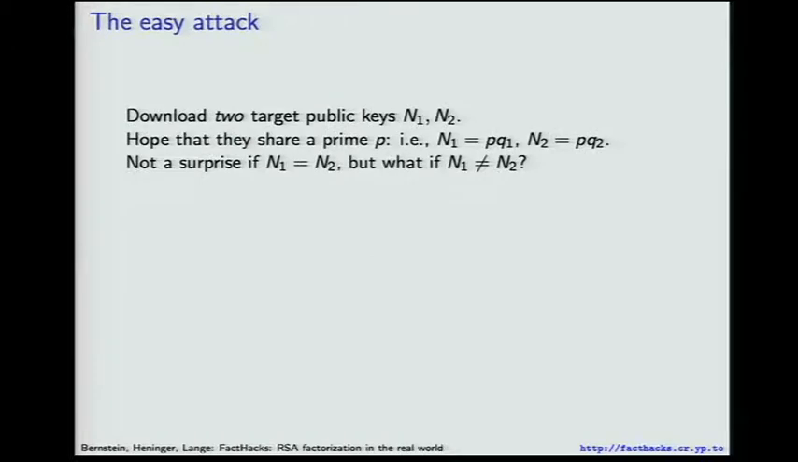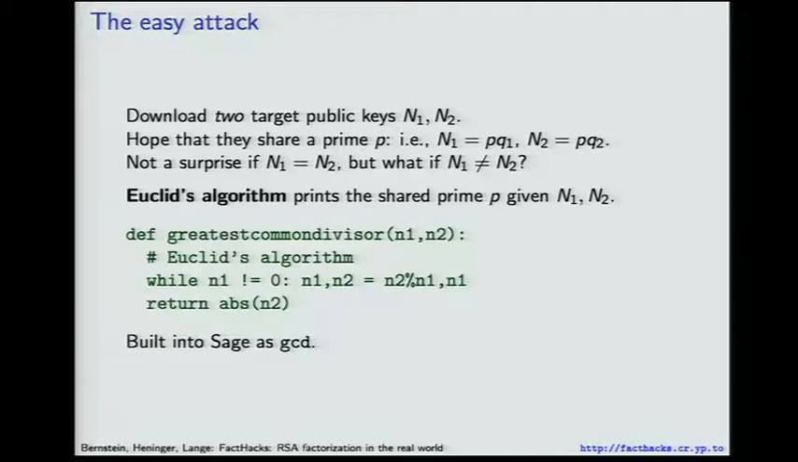And you can imagine, here's the easy attack. Here's the systematic way to do this. You take two users, so you and you, and you each have a public key, and we're going to grab those public keys, N1 and N2, and then hope that these N1 and N2 share a prime. So N1 is some prime P times some Q1, and N2 is some same prime P times some different Q2.